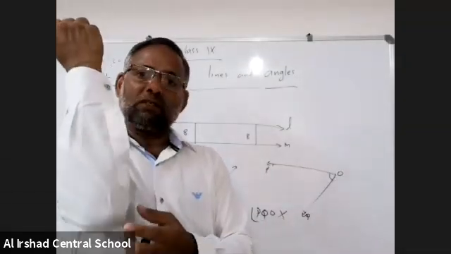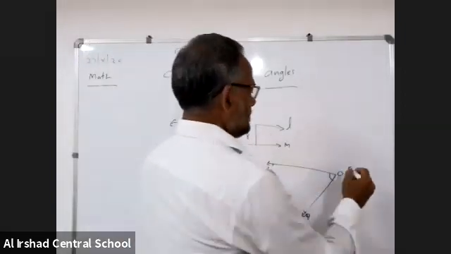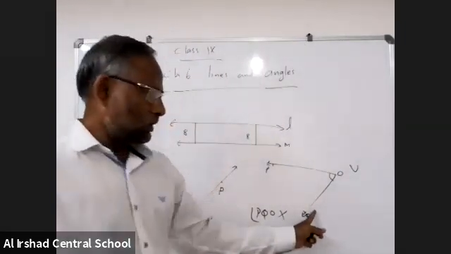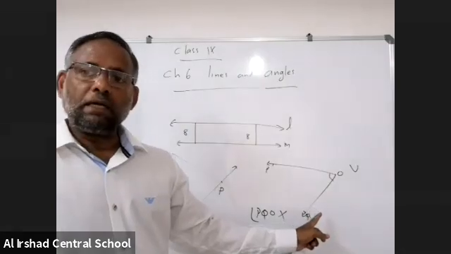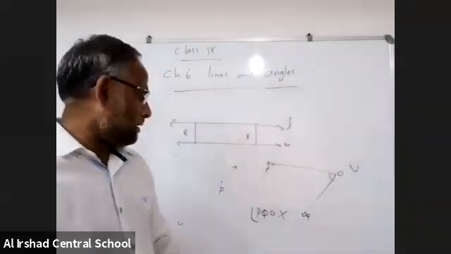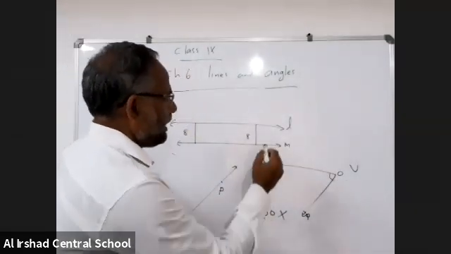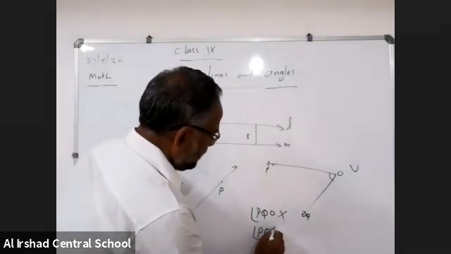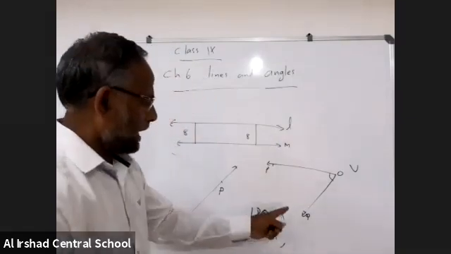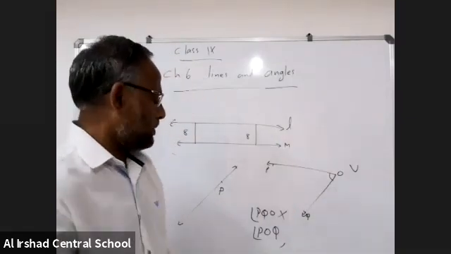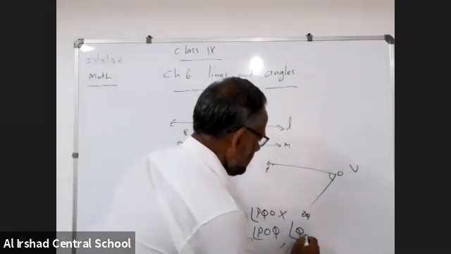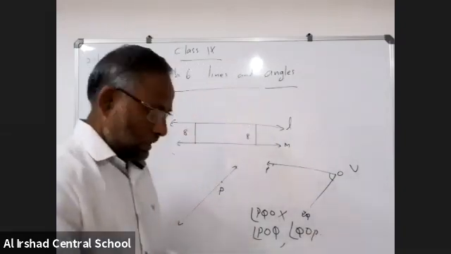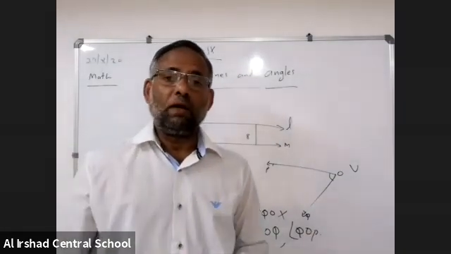Where is the vertex? This is called the vertex. These are called the arms. The vertex must be in the middle. This is wrong. We can write angle POQ or angle QOP. Naming of an angle, what I am telling.